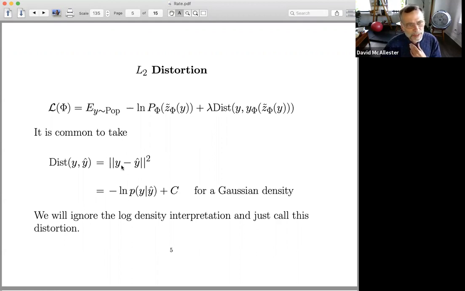Now, I can define a Gaussian probability distribution if I assume that what I'm seeing is some true image plus Gaussian noise, then this can be interpreted as a log probability of y given y hat. And if I do that, it's possible to interpret this squared error as a log probability. But it's not a log probability, it's a log density. And log density makes me uncomfortable because it can be arbitrarily negative. So I'm more comfortable just thinking of this as a square distortion.